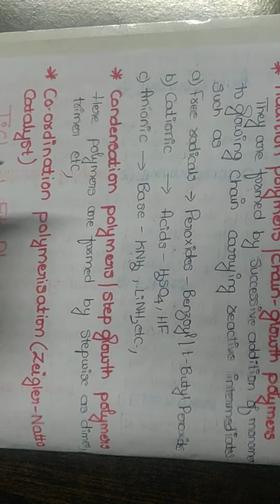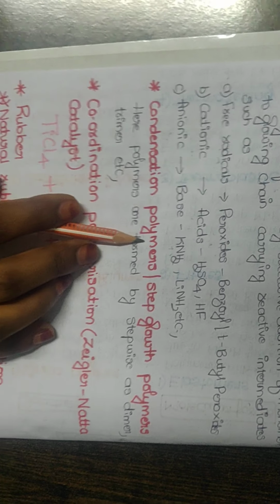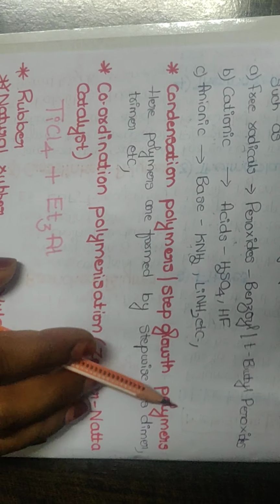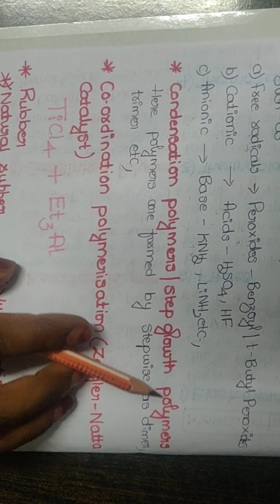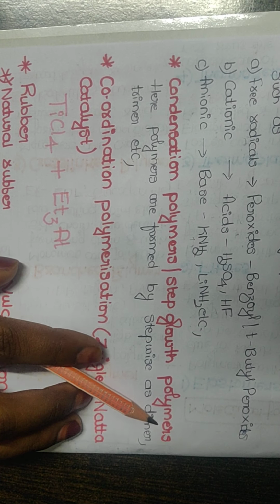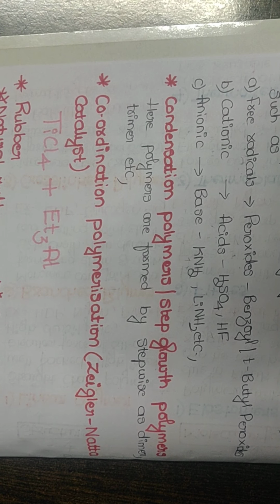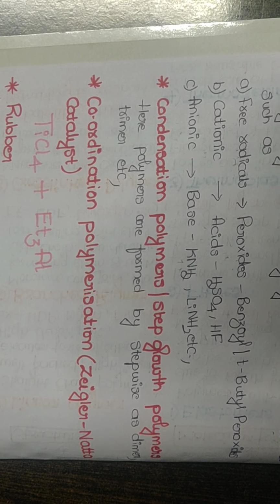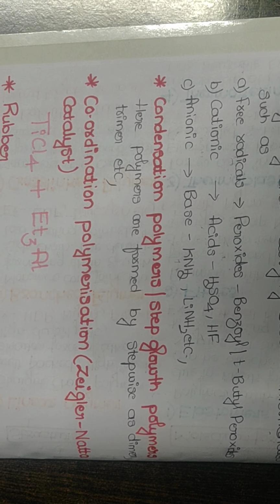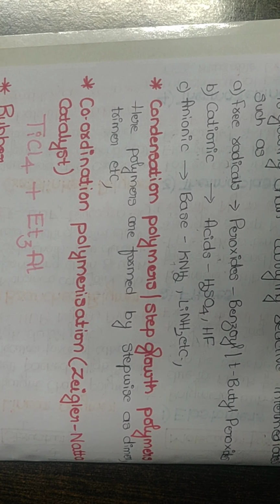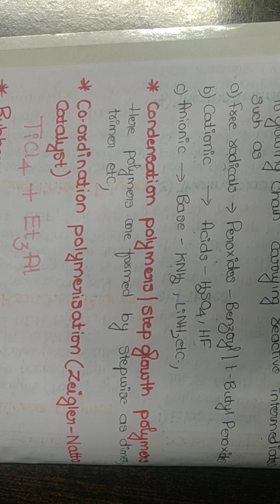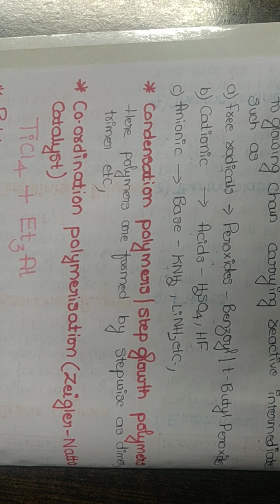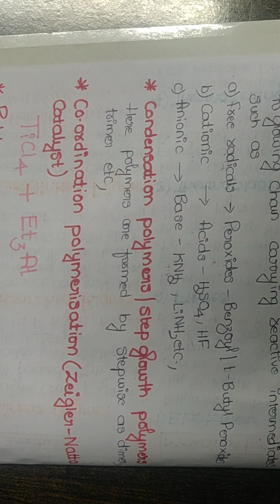Okay. So the next is condensation polymerization. Condensation polymerization is also called step growth polymerization. Here you have to take monomers which will get added up stepwise, so that you will end up with a dimer, trimer, tetramer, etc. Therefore it is also called condensation or step growth polymerization.